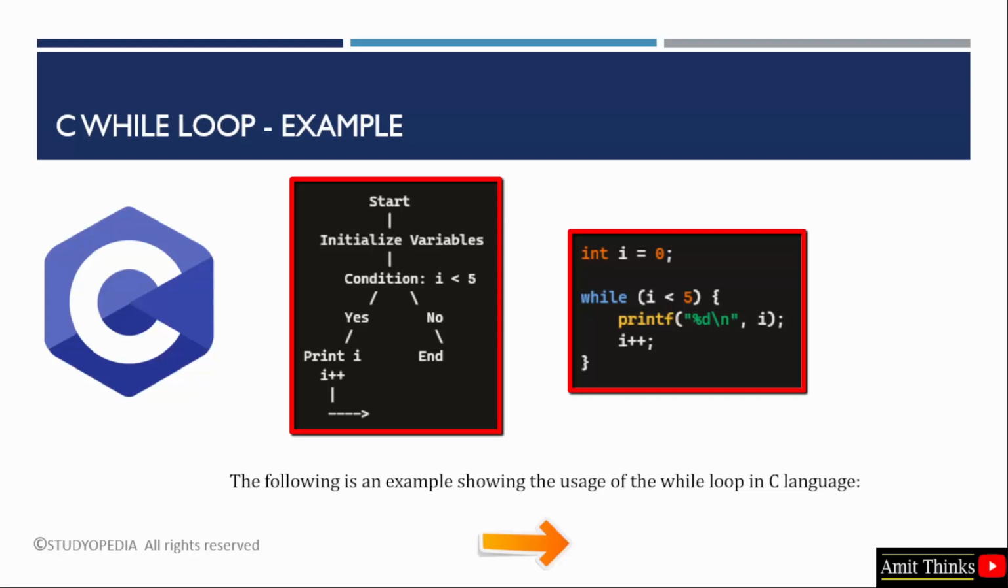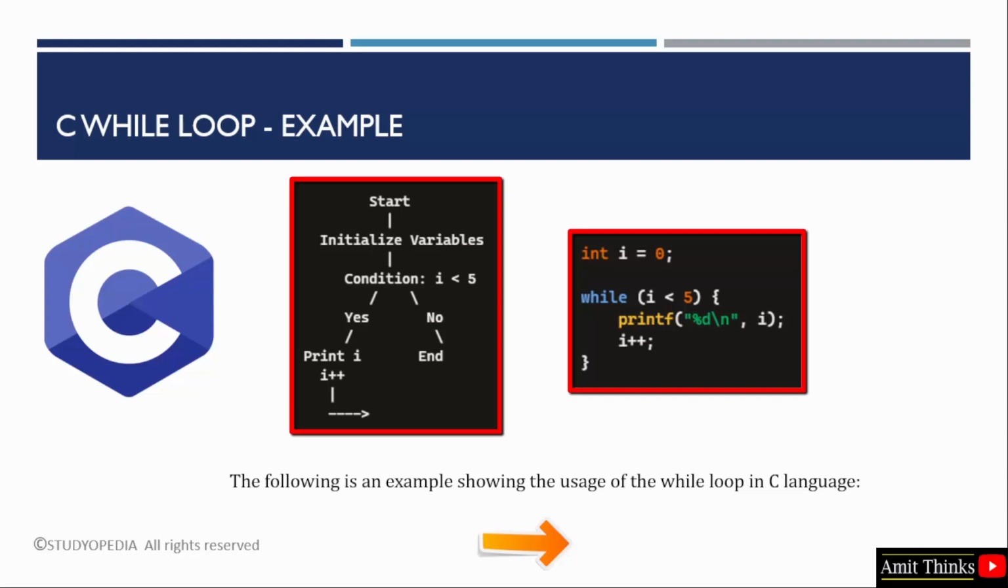Now the loop will again check, is i less than 5? Yes, i is 1 right now. 1 is less than 5. It will go inside again and print 1. Then it will use i++, that is value 2. Again it will go above to the while and check, is 2 less than 5? Yes. So in this way it will go inside again and print until the value of i is less than 5. Let's say now the value of i is 5 after all the increments. It won't get executed because the condition is i less than 5.